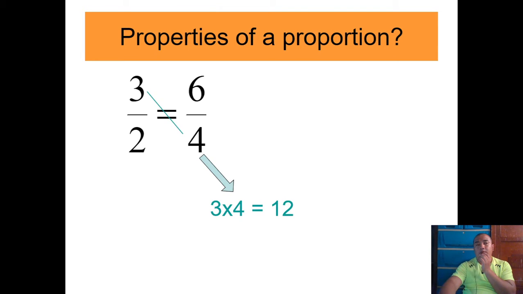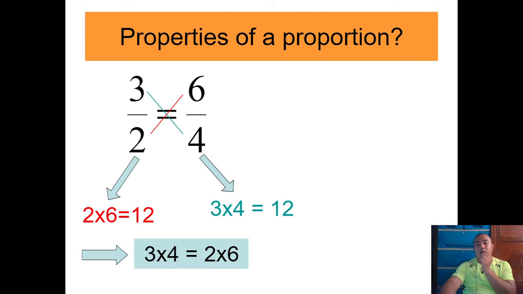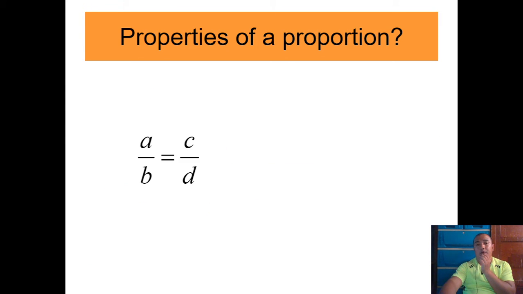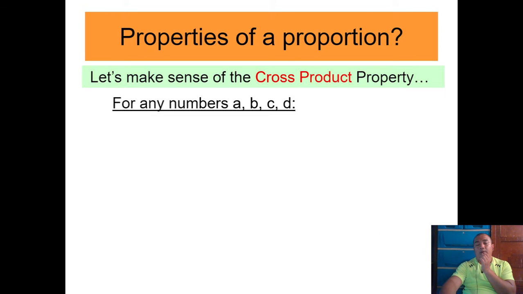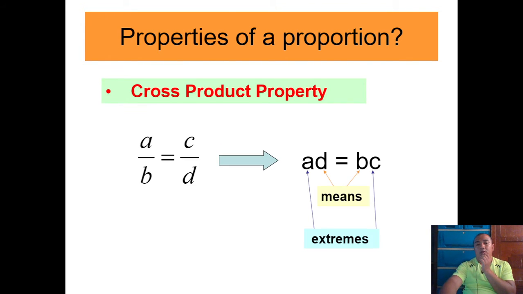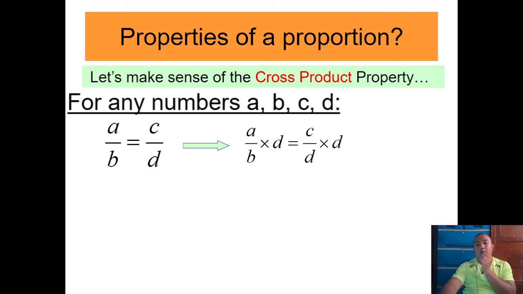Properties of a proportion. Okay, the cross products are equal. So 3 times 4, 12. 6 times 2 is 12 also. 3 times 4 is equal to 2 times 6. So cross product property yan. AD is equal to BC. Means yung D and B. Extremes naman yung A and C. Extremes and means. So, yan. Cross product property.